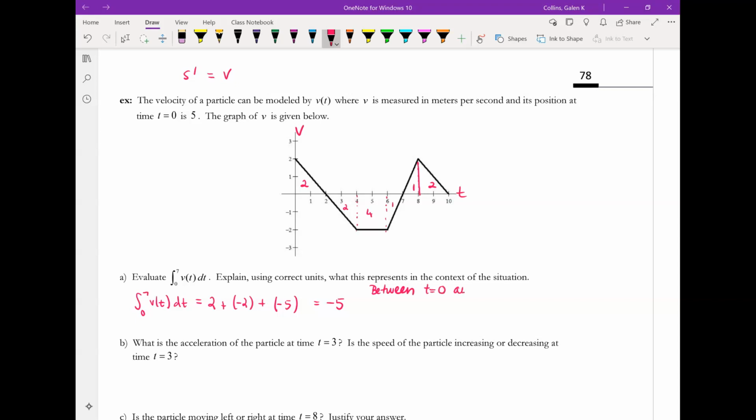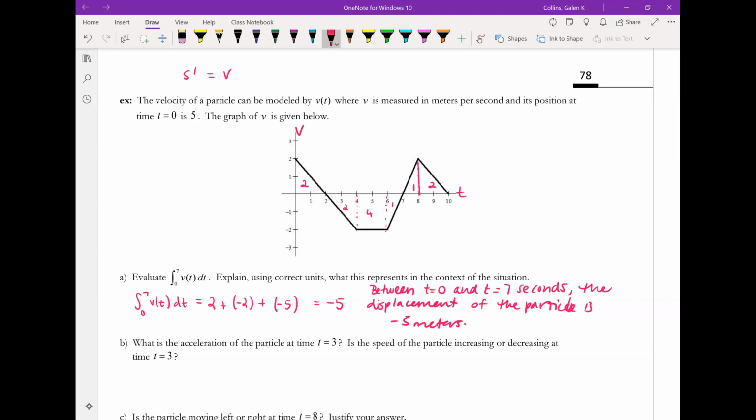So between t equals 0 and t equals 7 seconds, so we need to include our units, we could either say displacement, or we could talk about how the position has changed, but that's what displacement is. So between t equals 0 and t equals 7 seconds, the displacement of the particle is negative 5 meters. A few other ways you could say that: the position of the particle decreases by 5 meters, or the particle's position changes by negative 5 meters. I think displacement's the best way to describe that change.